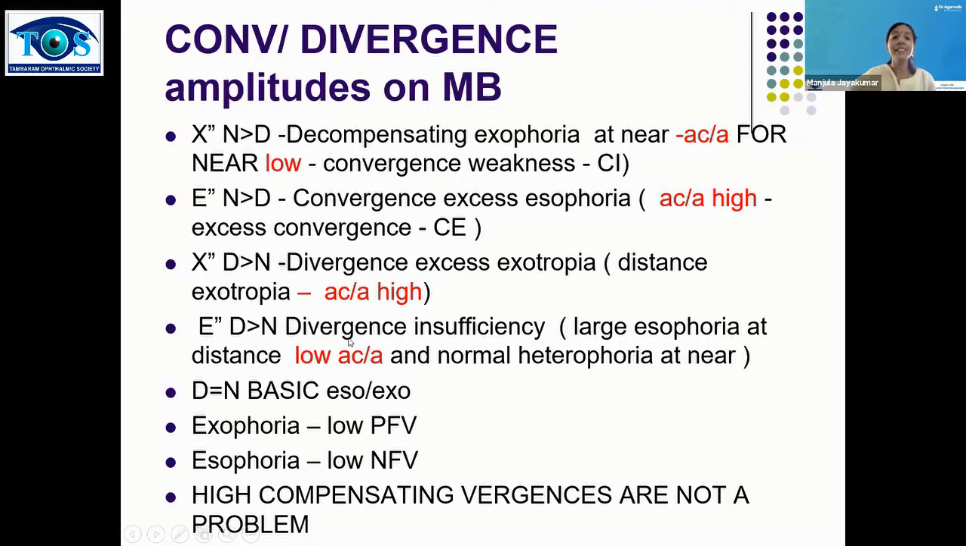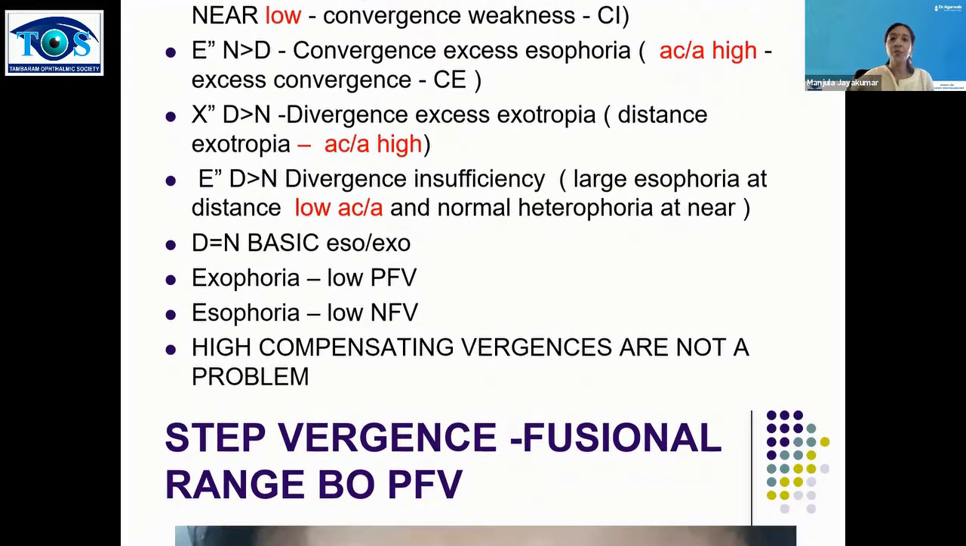And if your distance and your near esophoria or exophoria are the same, which means that you have a normal AC/A ratio. You're worried about exophorias and esophorias because these are the patients who are going to have low positive fusional vergence and low negative fusional vergence. High compensating vergences are never a problem. So how do you measure your fusional vergences?